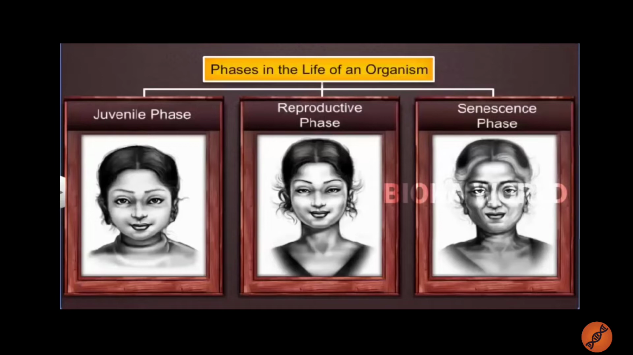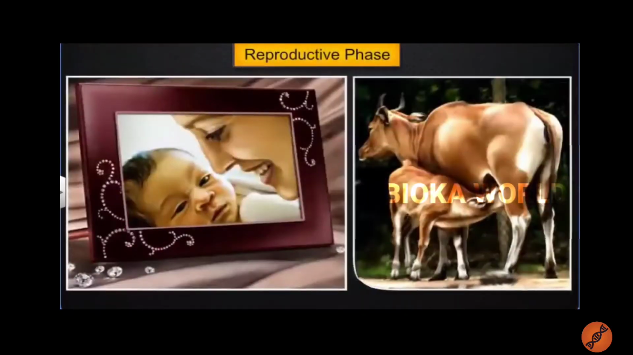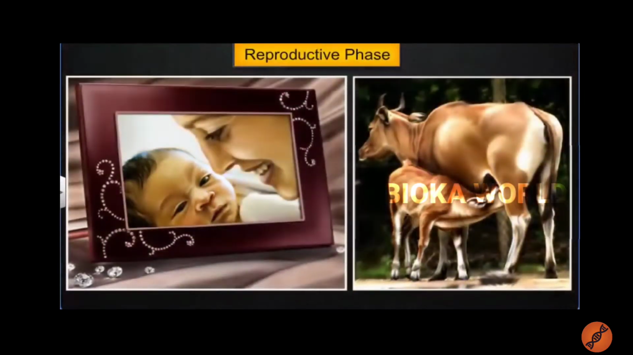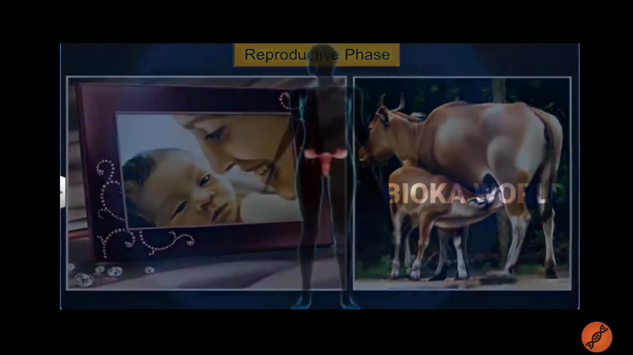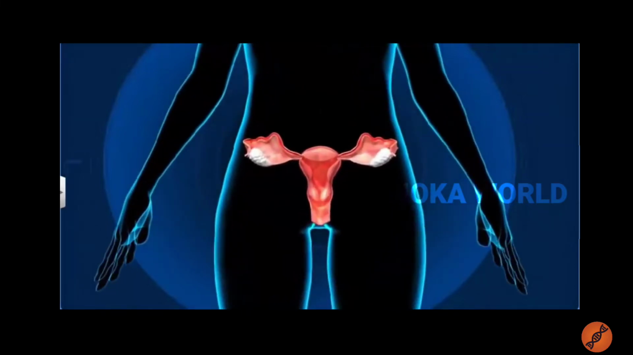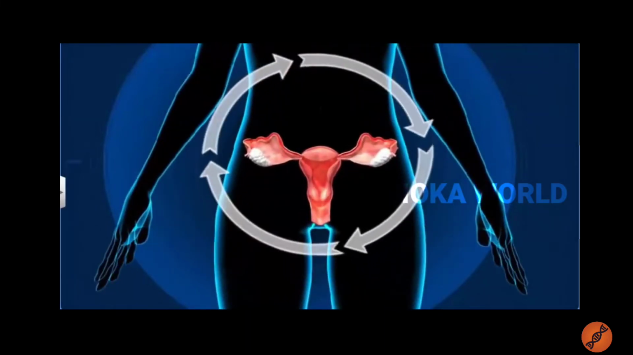There are three phases in the life of living organisms: juvenile, reproductive and senescence. During the reproductive phase, organisms give birth to offspring. Interestingly, most organisms display certain morphological and physiological changes during the reproductive phase. Human females, for instance, experience the menstrual cycle, which is defined as cyclical changes in the genital system during the reproductive phase.